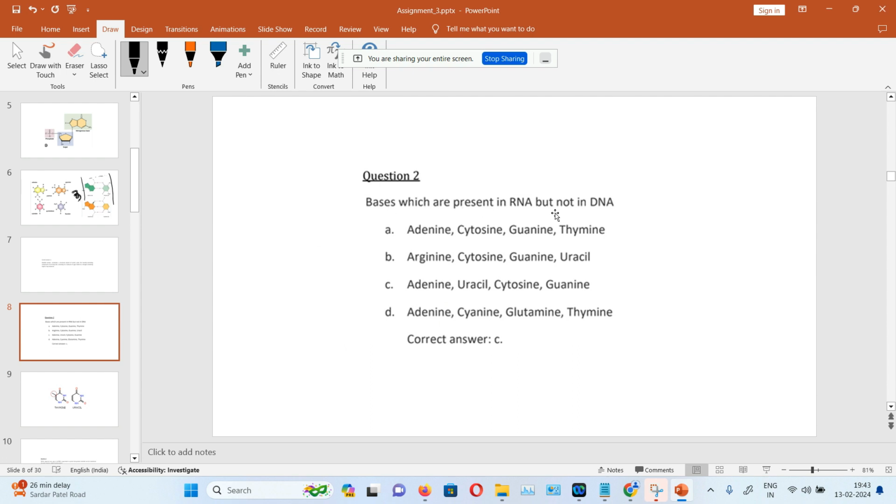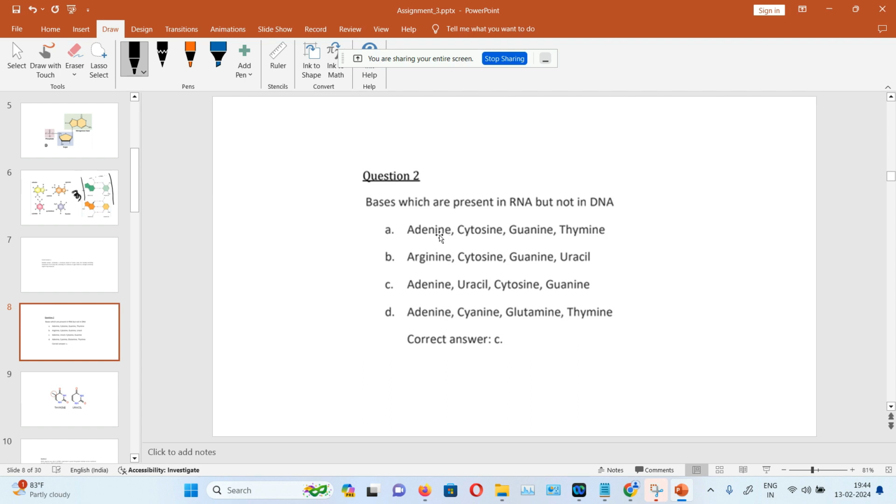Which bases are present in RNA but not in DNA? Some bases are present in RNA but not in DNA. So this actually has all the answers. The question is something tricky. Which bases are present in RNA? So first answer: adenine, cytosine, guanine, thymine.